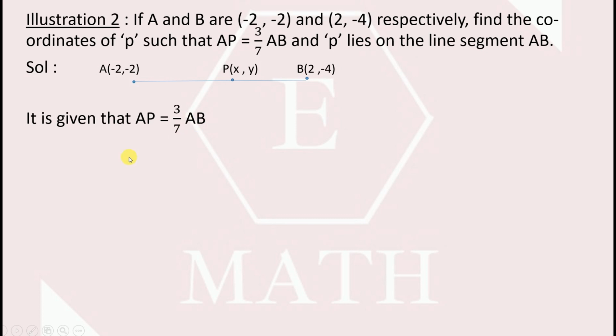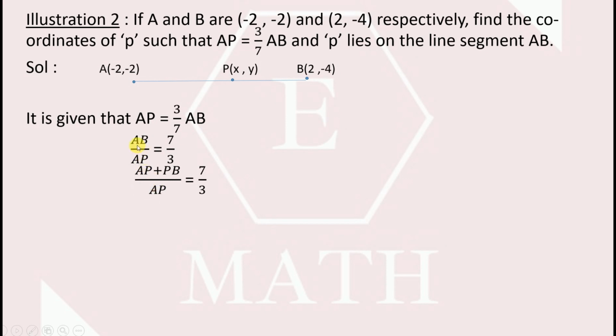So let's see how we do it. It is also given that this is the condition. So firstly we take this condition and use it in the proper way. AP will be equal to 3 by 7 into AB, which implies that AB by AP, if we cross multiply, and 3 by 7 is going to cross multiply to the left hand side, so what we get is AB by AP will be equal to 7 by 3.